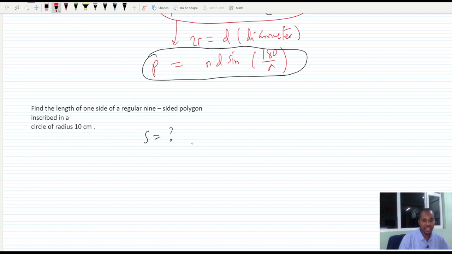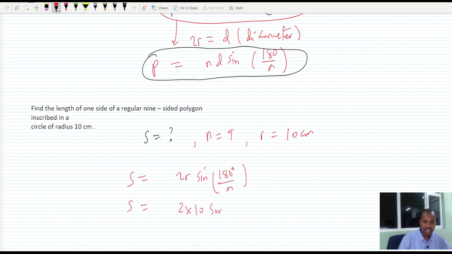We were given the number of sides equals 9. We were also given the radius equals 10 centimeter. Mind you, we have side equals 2r sine of 180 degrees over n. So one side will be 2 times r, which is 10, times sine of 180 divided by 9. Eventually, we'll have 20 sine 20 degrees.